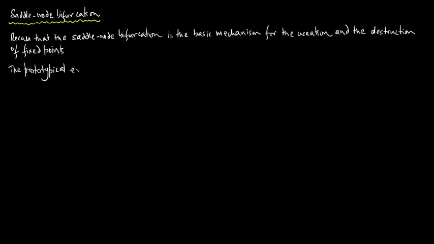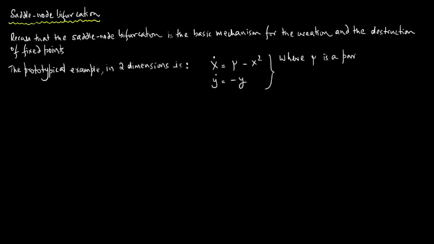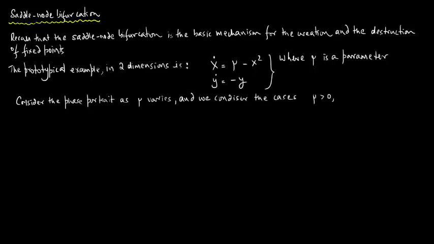The prototypical example in two dimensions is x dot is equal to mu minus x squared, y dot is equal to minus y, where mu is a parameter. So now let's consider the phase portrait as mu varies, and we consider the cases mu greater than 0, equal to 0, and less than 0. We first start by looking at the case mu is greater than 0.